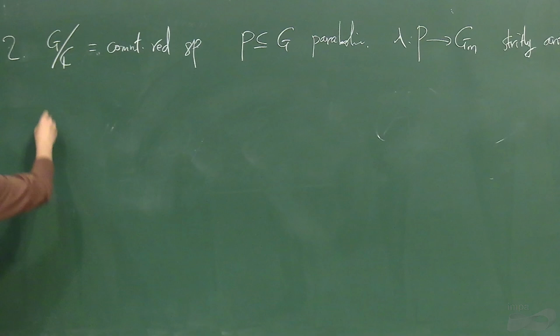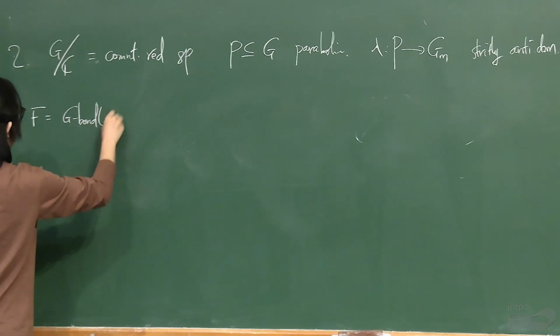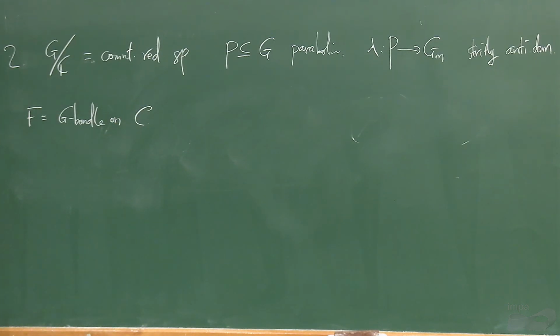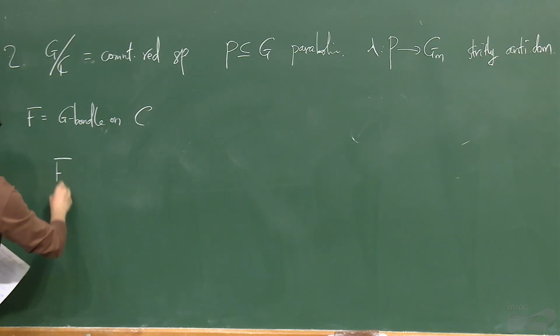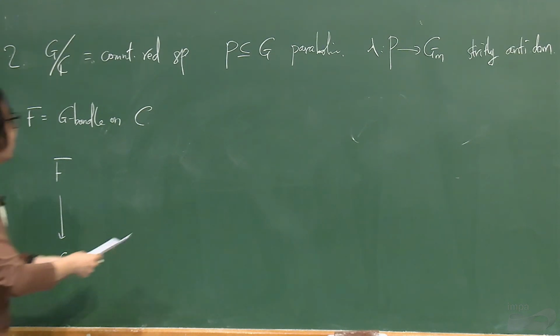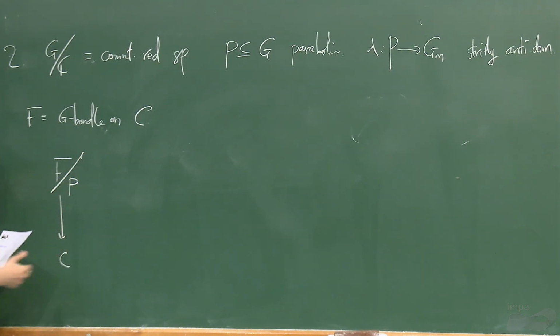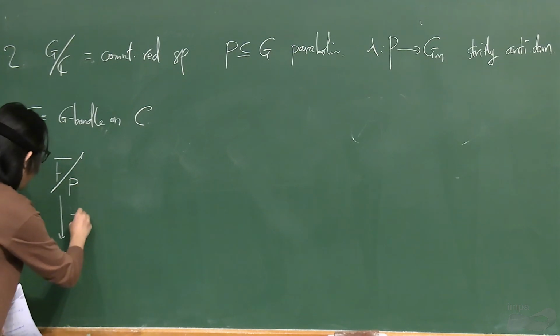Okay, and F be a G bundle on the curve C. So like F over C. Basically, every fiber will look like G, but the isomorphism is not canonical. And you can mod out by P. Now every fiber will look like G mod P, hence the name. This is like a flag bundle over the curve. You call this map pi.